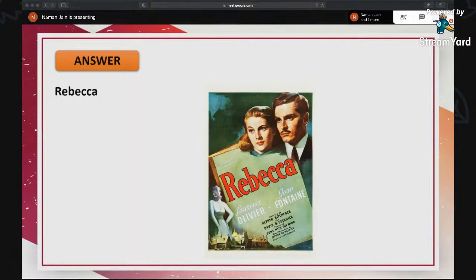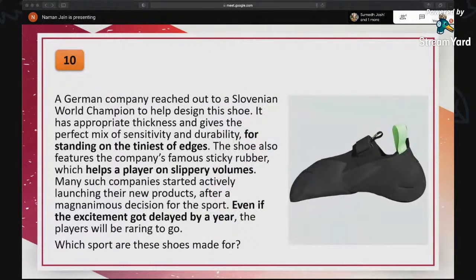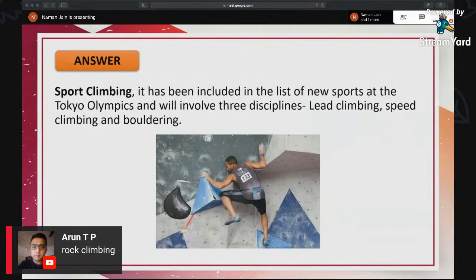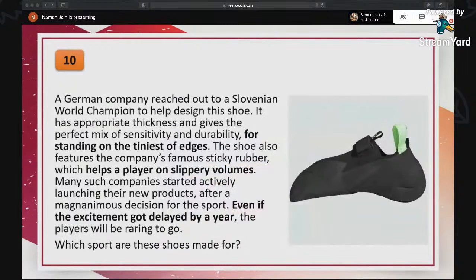And moving to the last question: which sport are these shoes made for? Rock climbing, Olympic sport 2020. Rock climbing, sport climbing, lead climbing, speed climbing, and bouldering. Any of these will get you points because it has been included in the list of new sports at the Tokyo Olympics. So look carefully at the shoes, at the hints. Standing on the tiniest of edges helps up volumes, and it would. So sport climbing is the correct answer.